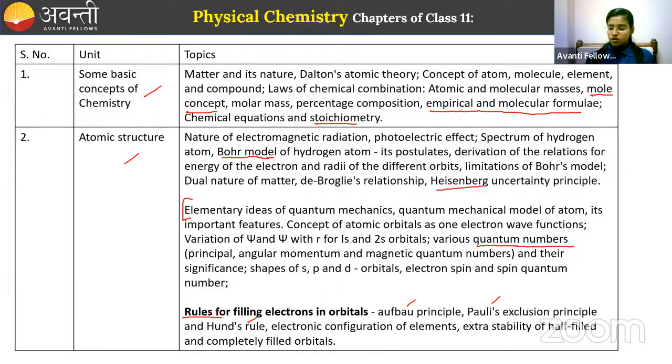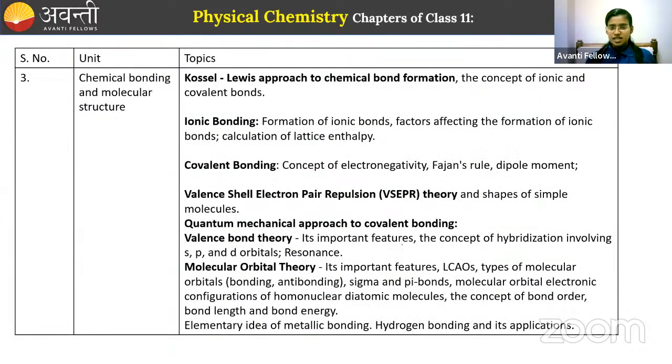Okay. Now coming to the third lesson of physical chemistry in class 11. It is chemical bonding and molecular structure. Here we have 3 to 4 very important topics. One is the Kossel-Lewis approach. The next one is VSEPR theory. Third is valence bond theory, and the fourth is molecular orbital theory.